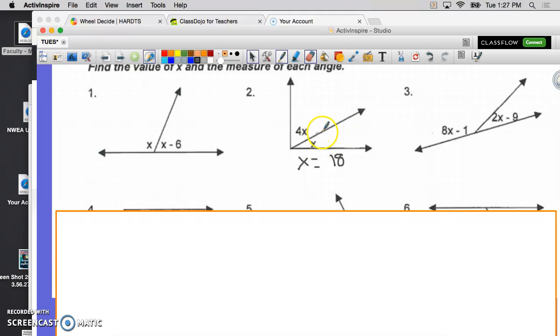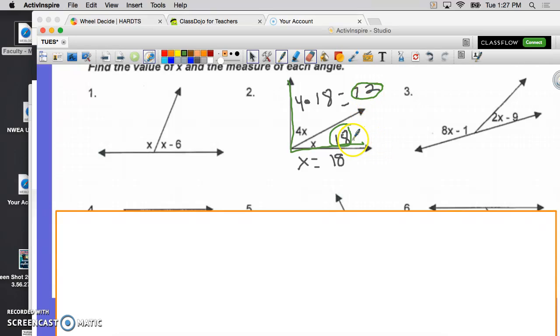This one is easy. If this angle is just x, how much was it again? 18. If this is 4 times x, that's really 4 times 18. So how much is this angle? 4 times 18. 72. Okay? And remember, all this should equal this 90 degrees. This angle plus this angle should equal 90 degrees.